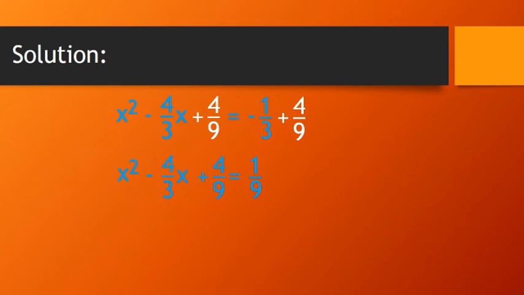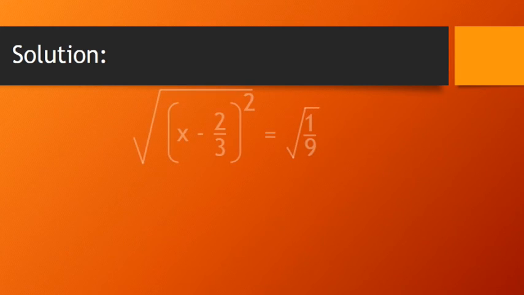Now, factor the trinomial square. The factor of x squared minus 4 over 3x plus 4 over 9 is equal to the quantity of x minus 2 over 3 squared. Now, extract the root of both sides. We have the square root of the quantity x minus 2 over 3 squared is equal to the square root of 1 over 9. Now we have x minus 2 over 3 equals positive or negative 1 over 3.